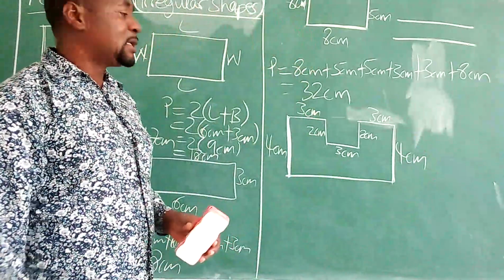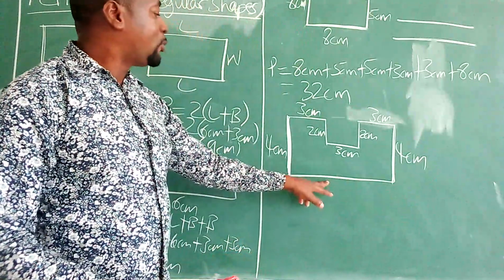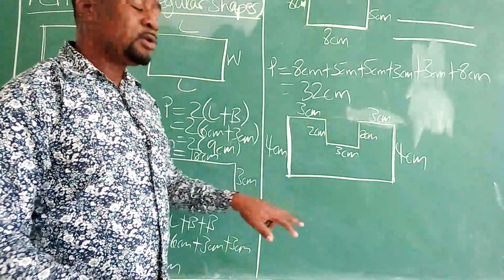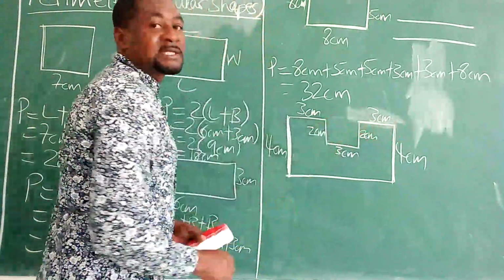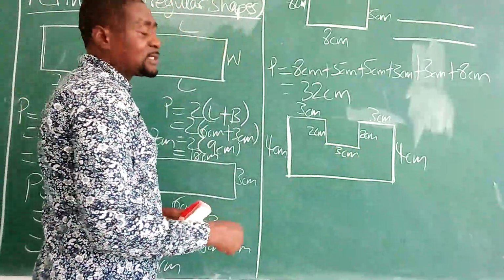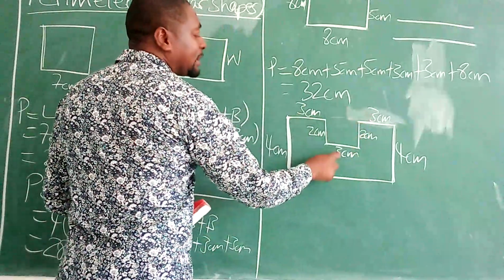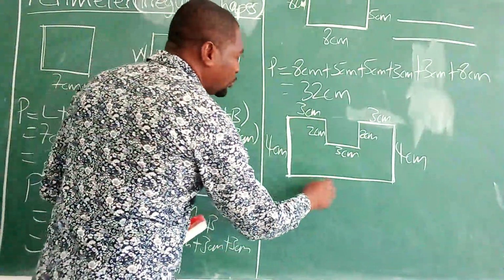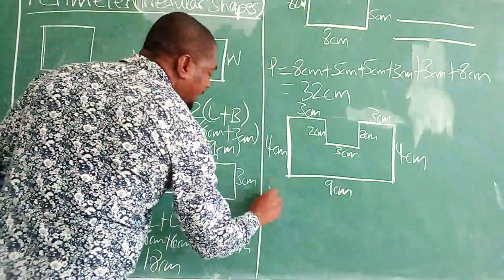4 centimeters. Now, to find this one, the one that is down here, we have to find all the horizontal lines that are here. So we have the one horizontal line here, that's 3 centimeters. We have another one here, 3 centimeters. Then we have another one here, 3 centimeters. So 3 plus 3 plus 3 will give you what? 9. So this place will be 9 centimeters.